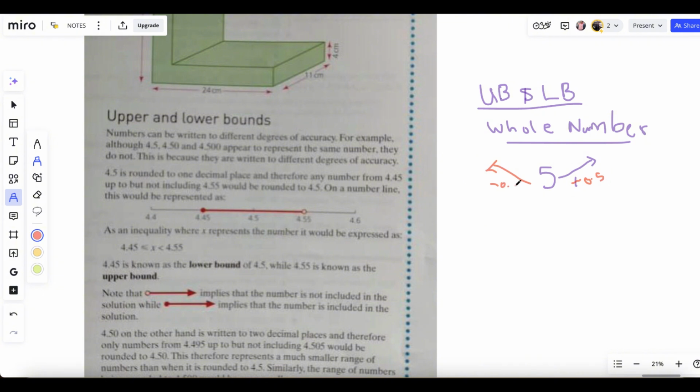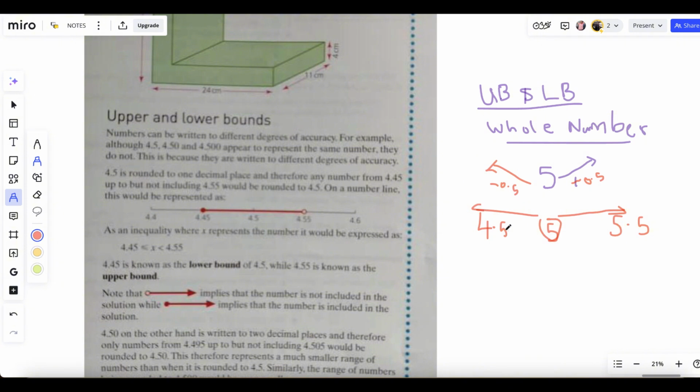Okay, for all whole numbers, this is just the trick. So for the upper bound, we get 5.5, because 5 plus 0.5 gives 5.5. The lower bound will be 4.5. If you draw an inequality for this number, here will be your upper bound, and this way will be your lower bound.